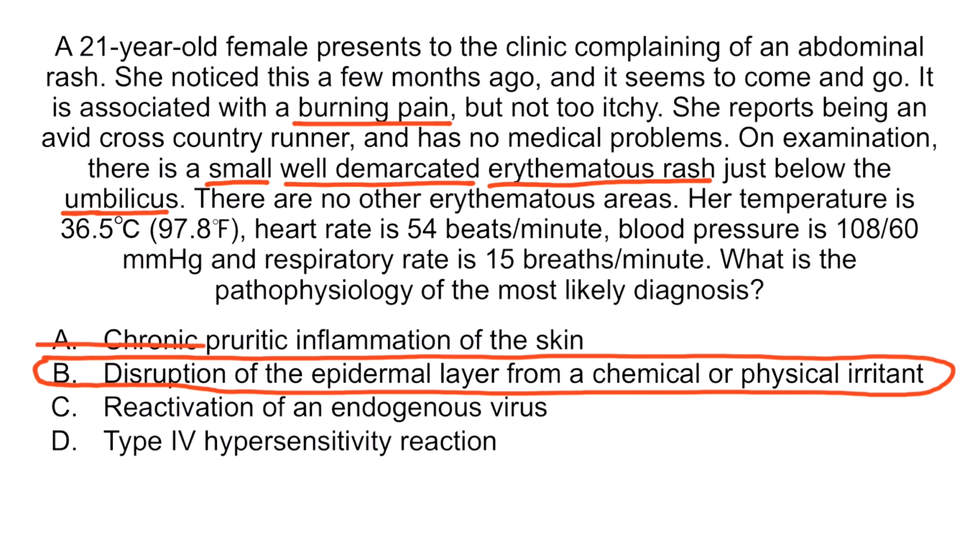So A is incorrect. Now C is incorrect because reactivation of an endogenous virus happens in herpes zoster, which may present with a burning pain, but you'd see it in a dermatomal distribution. And D was likely a tempting answer because it's describing allergic contact dermatitis, and being a cross-country runner raises the chance of exposure to sumac plants, though we'd expect the rash to be more like on the arms or legs, not just beneath the umbilicus. Now, allergic contact dermatitis usually presents as an itchy vesicular rash. So, again, D is incorrect. And that concludes this section.